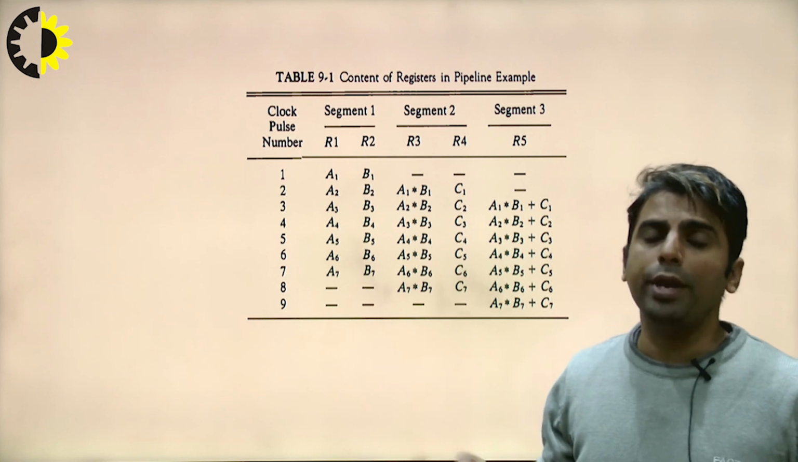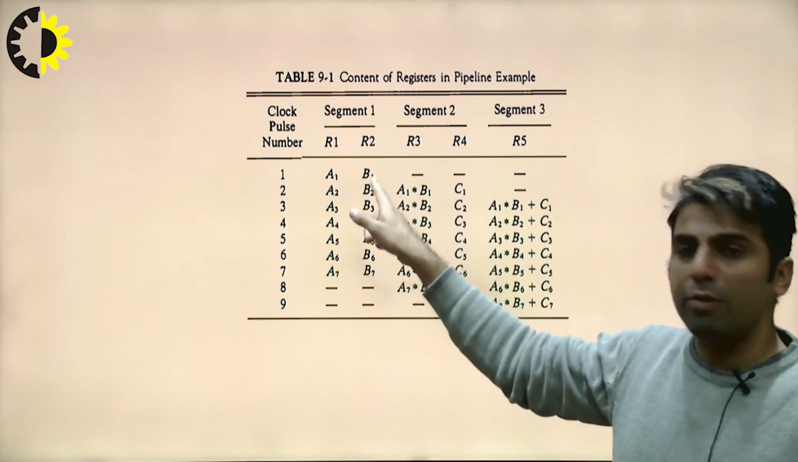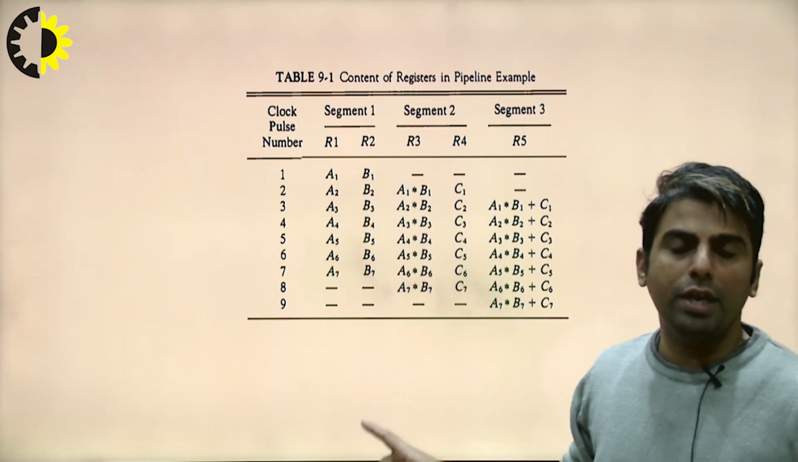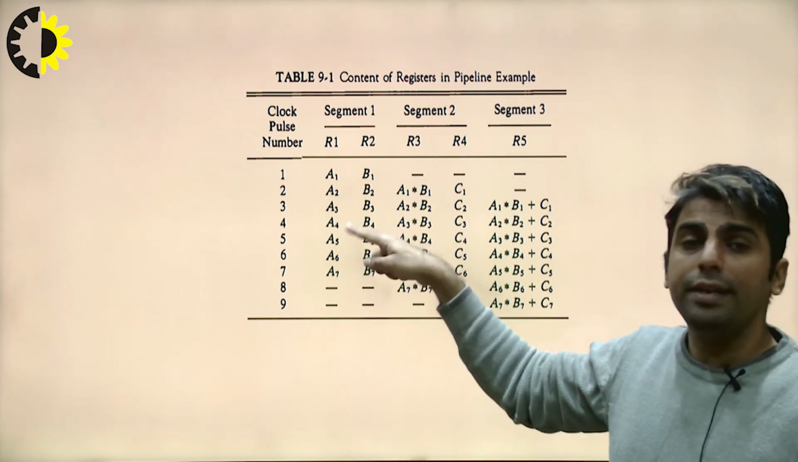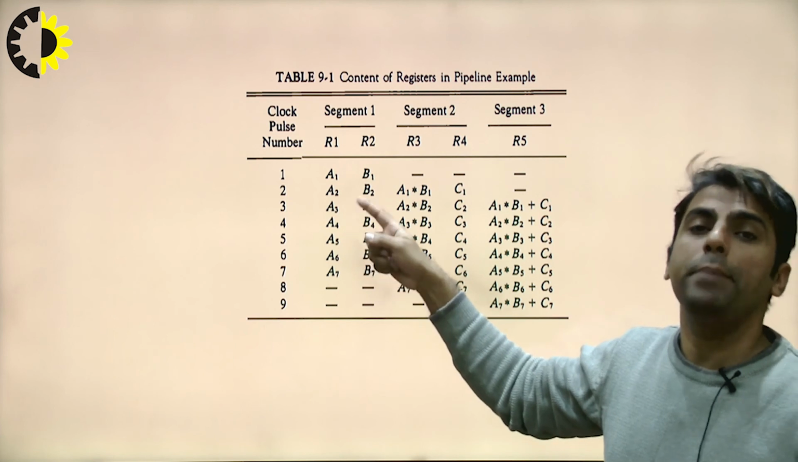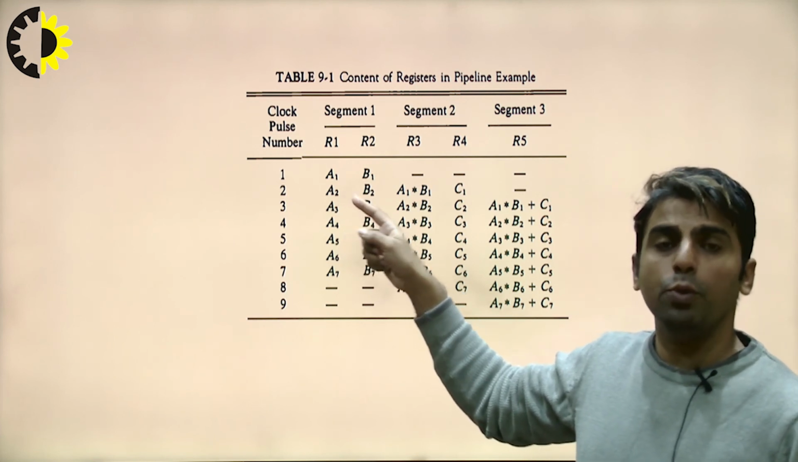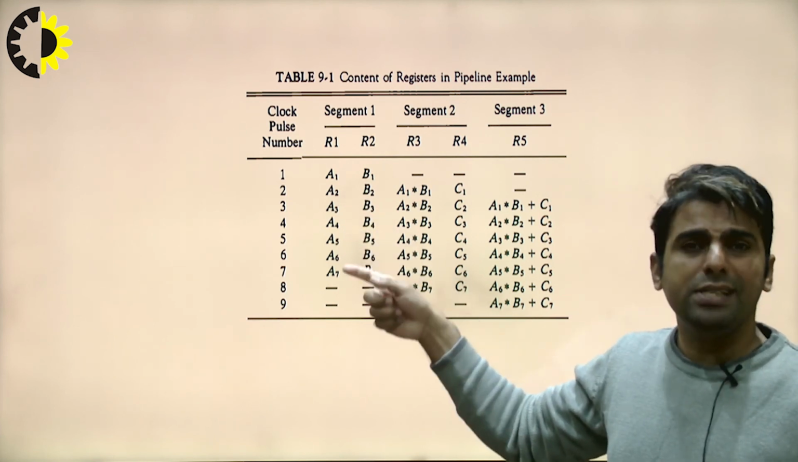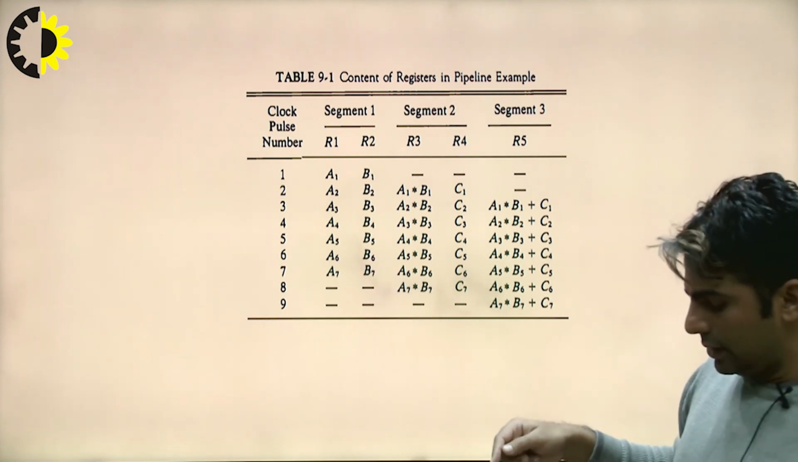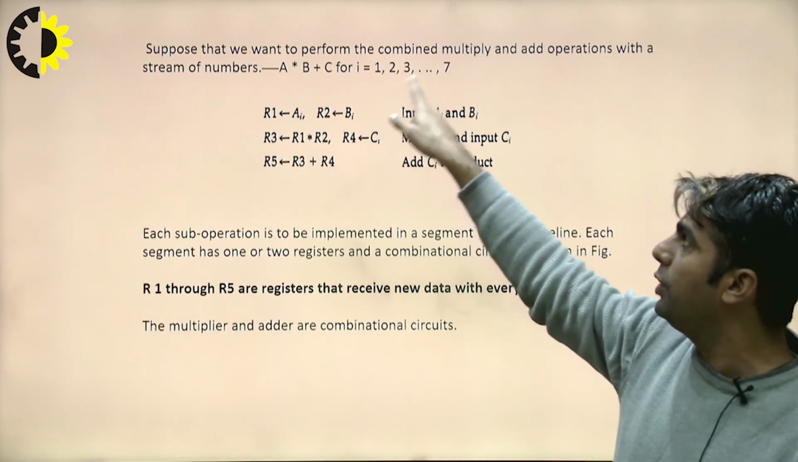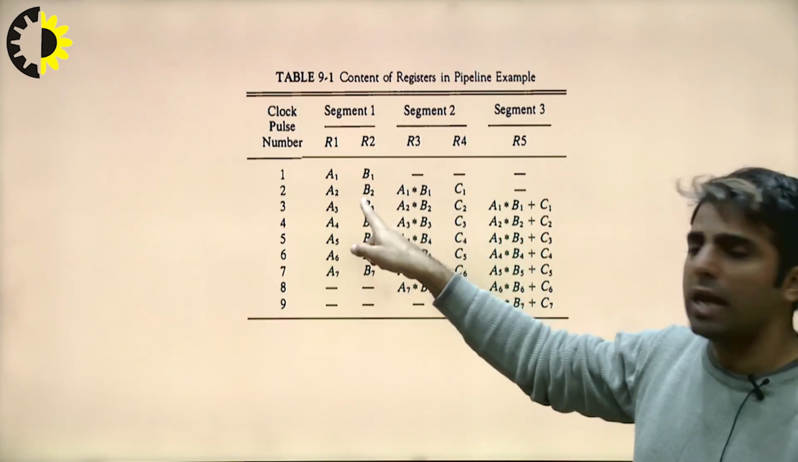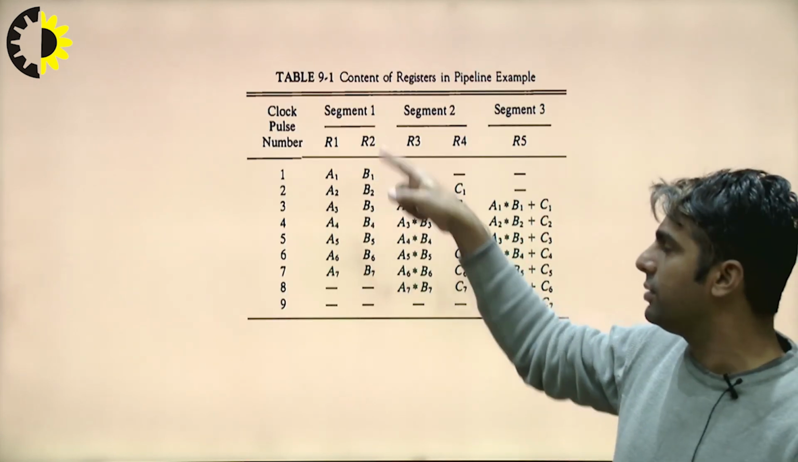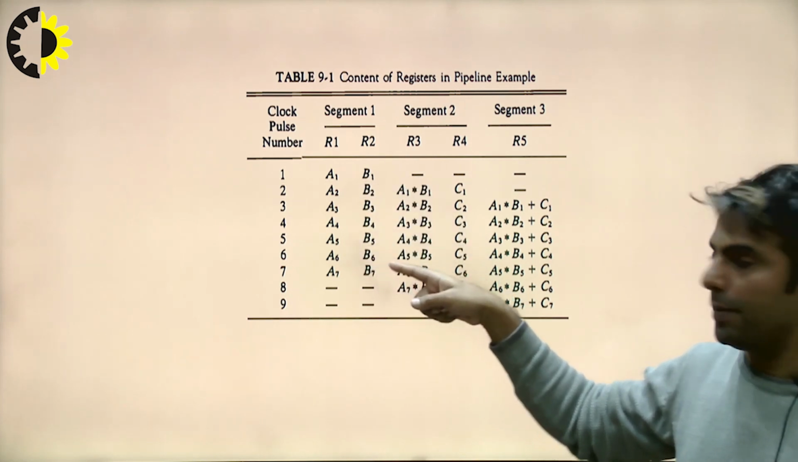This is the point to be noted here, that segment 1 is not sitting free at that point of time. It is taking the next data, A2 and B2. We have to go up to A7 and B7, because as you see, I was given 1 to 7 here. So the segment was not idle. It was not free. It has loaded the next data.